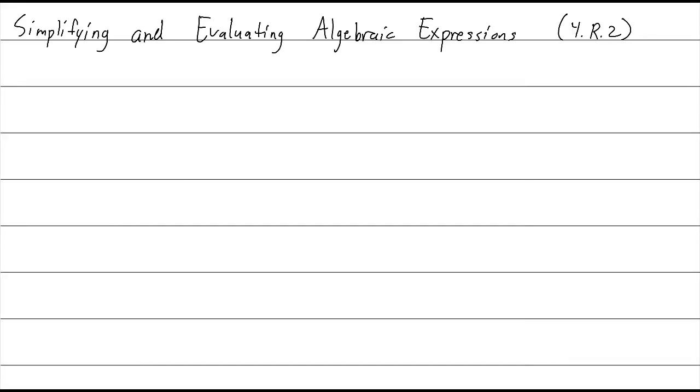Okay, we're moving on to simplifying and evaluating algebraic expressions. This is numbered section 4.R.2. Okay, and so we're talking about algebraic expressions specifically. These are things that look like this. So, for example, they look like 5x plus 3. Okay, it's an algebraic expression.